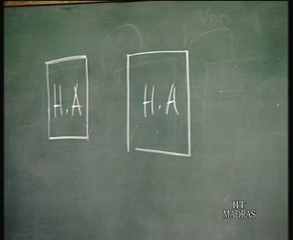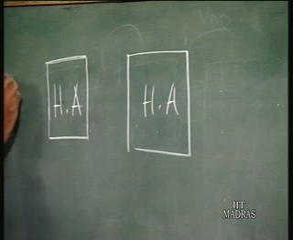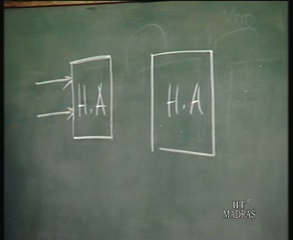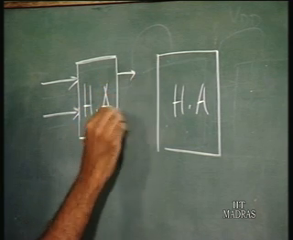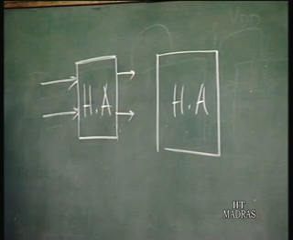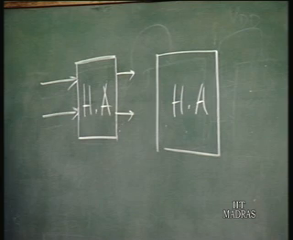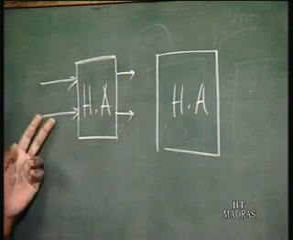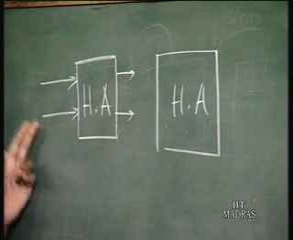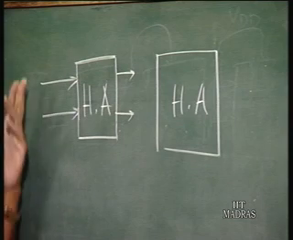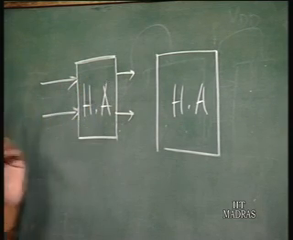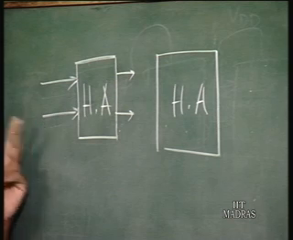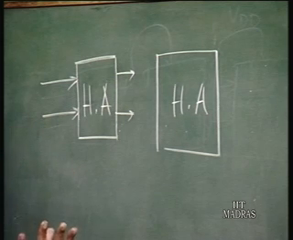All right, what is a half adder? A half adder has got 2 inputs and 2 outputs. One is the sum output and the other is the carry output. If the inputs are 0 0, sum is 0, carry is 0. If one input is 1, the other is 0, sum is 1, carry is 0. If both inputs are 1, sum is going to be 0, carry is going to be 1.